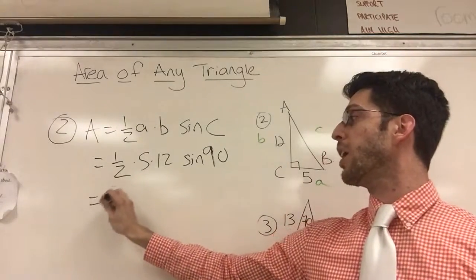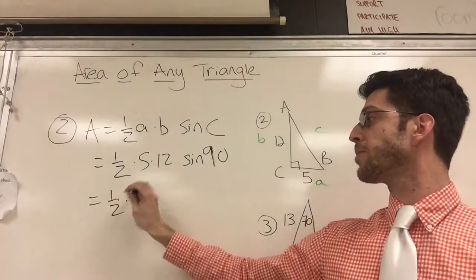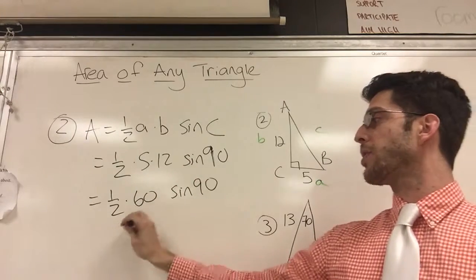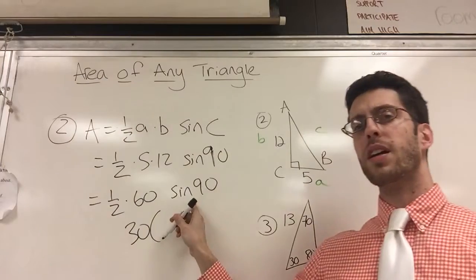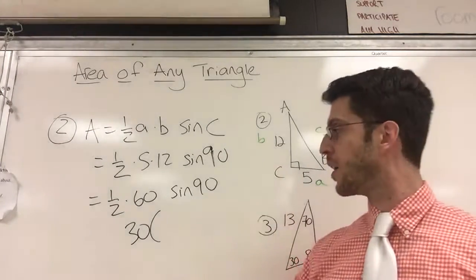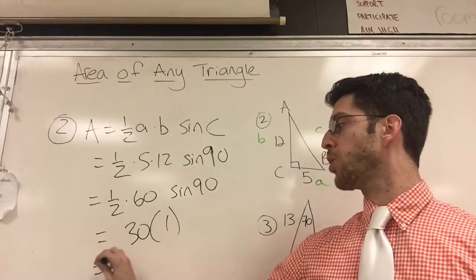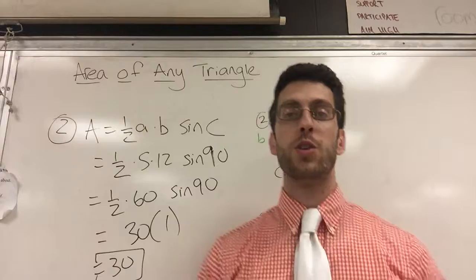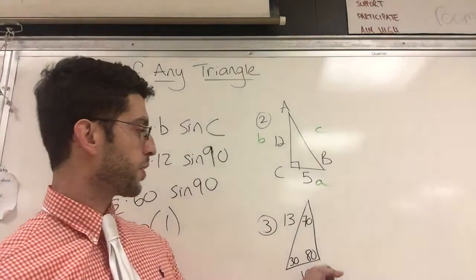All right, 1/2 times 60 times the sine of 90. That's 30 times the sine of 90. Type it in. Sine 90 equals 1. So guess what? You were right when you said it was 30, and you're done. All right? Try the next one.